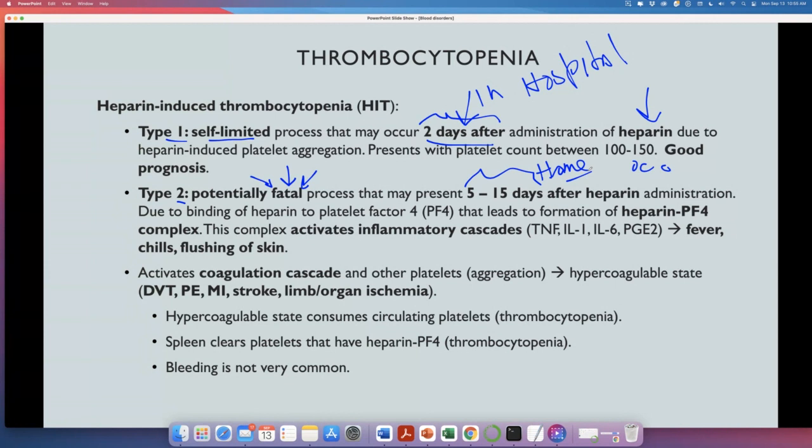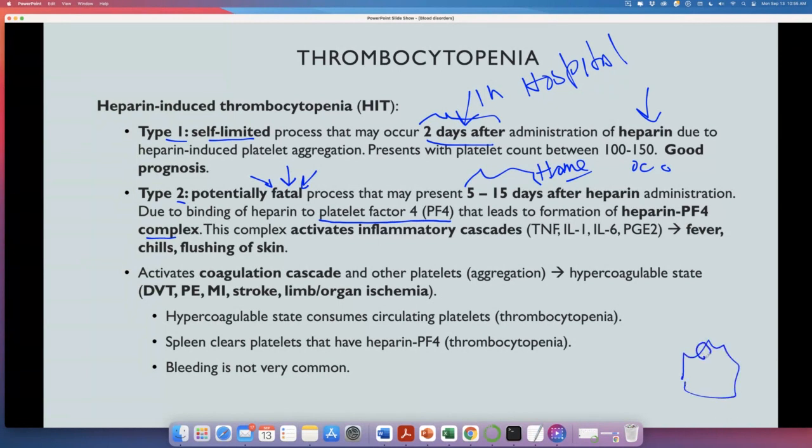And in this case, it's not simply the aggregation of the platelets, normal aggregation induced by heparin, is that there is a binding of heparin to something that is called platelet factor 4. Now we have heparin binding to this molecule, a molecule to molecule, forming a complex that is called heparin PF4 complex.